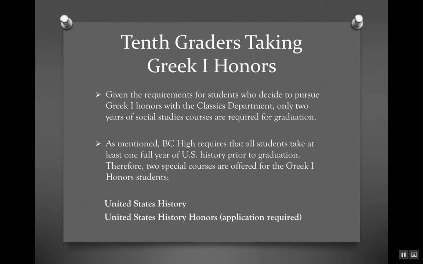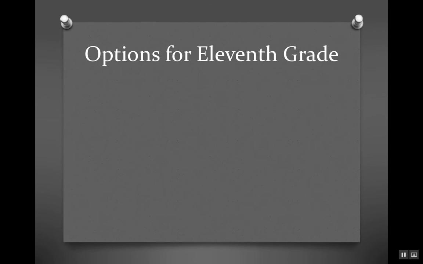But because of that 1 year requirement of U.S. history that I mentioned in the previous slide, we've created 2 special courses only for students who are taking Greek 1 honors. Again, the only students that can take these 2 courses are students who plan on taking Greek 1 honors. These courses are called just United States History and United States History Honors. And like any other honors or AP course, there is an application required for the U.S. History Honors class.